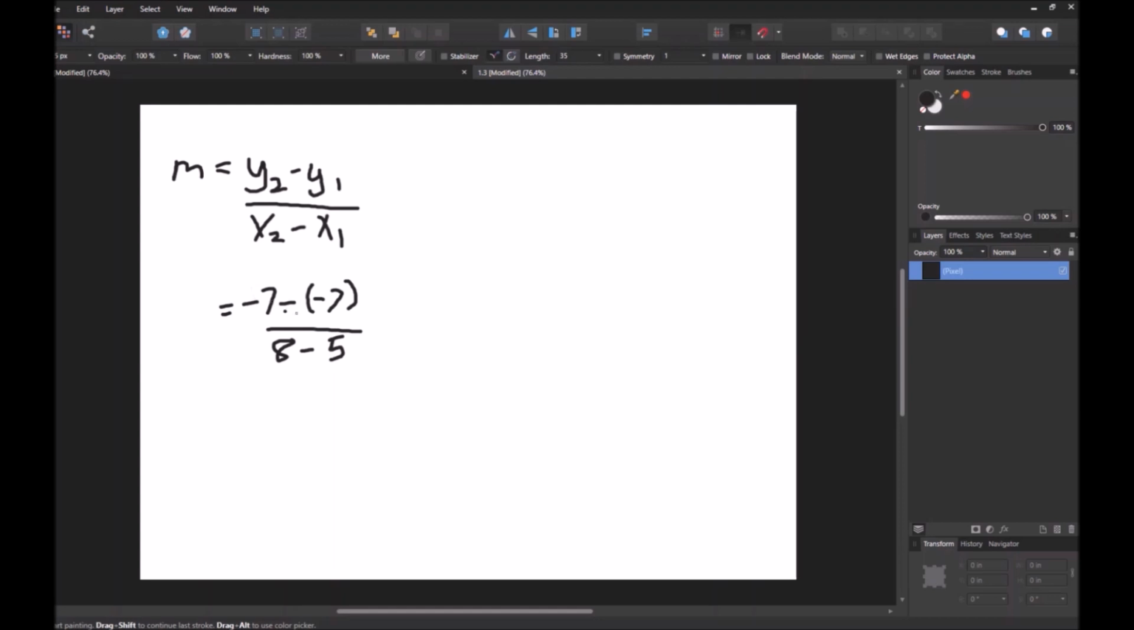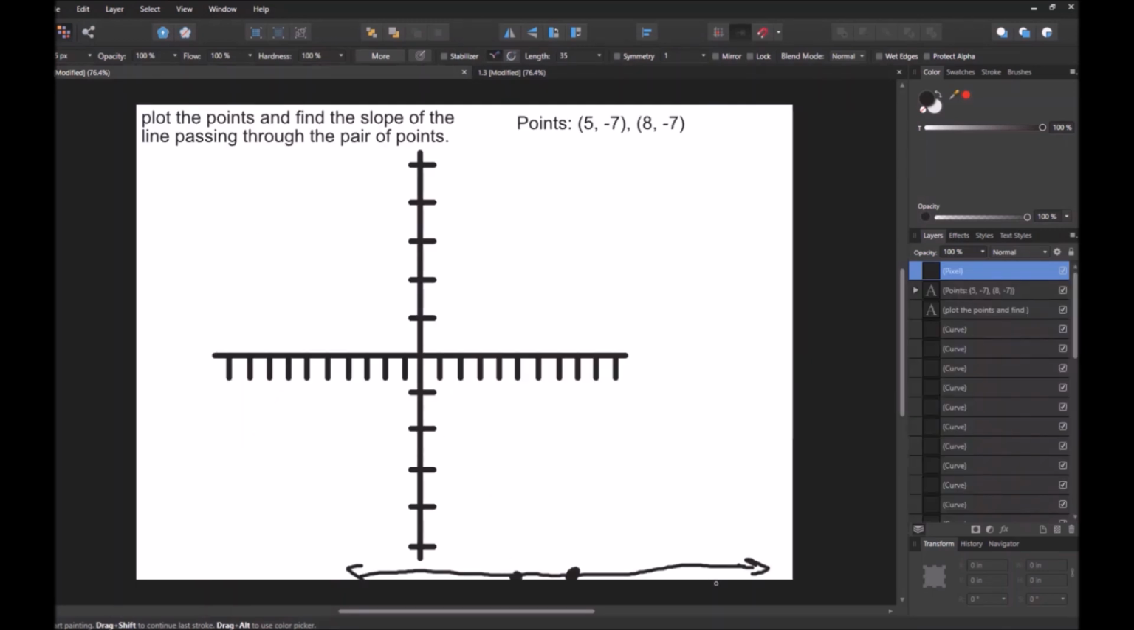So a negative being done, or subtraction being done to a negative, is the same thing as addition. So we have negative 7 plus 7, and 8 minus 5. Negative 7 plus 7 is 0, and 8 minus 5 is 3. And when we have a numerator of 0 in a fraction, that is just the same thing as 0. But if we have a 0 in the denominator, then that's undefined. And that makes sense. There is no slope here. There's no change in the line. It's perfectly horizontal. So it makes sense that the slope would be 0.